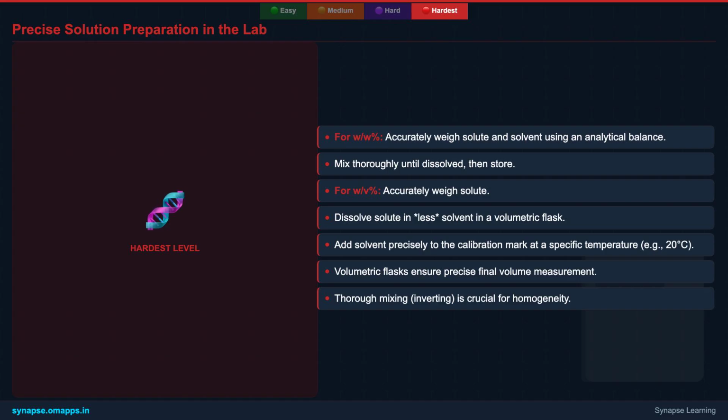But for mass-by-volume solutions, which are common in many labs, we use special volumetric flasks. You weigh the solute, dissolve it in a small amount of solvent, then carefully add more solvent right up to the flask's calibration mark at a specific temperature. This ensures the final volume is exact, which is critical for consistent and reliable results in experiments.